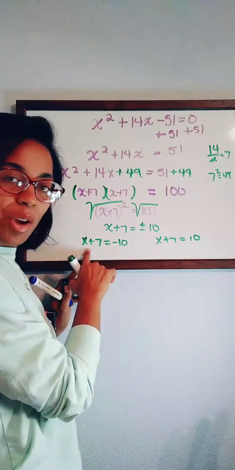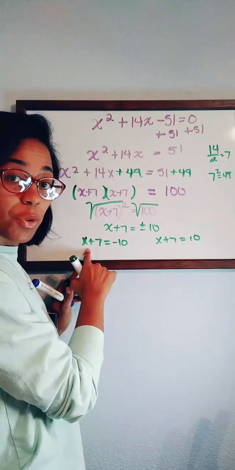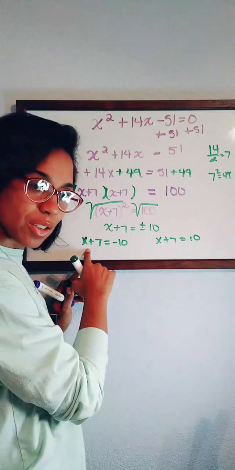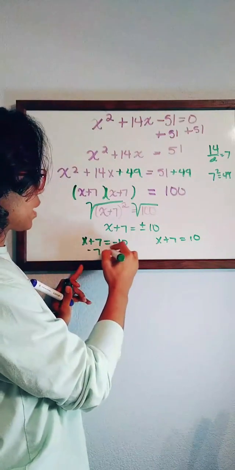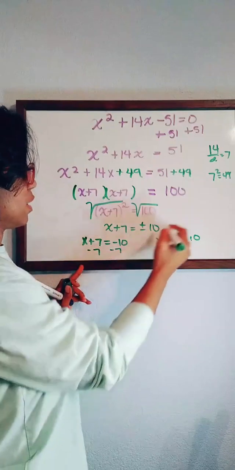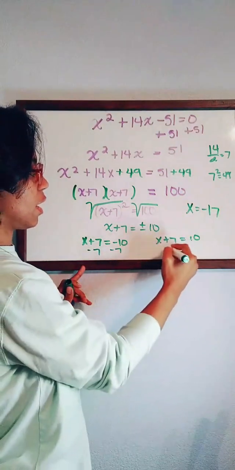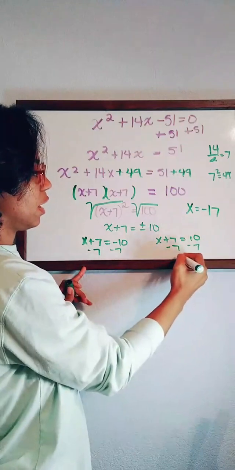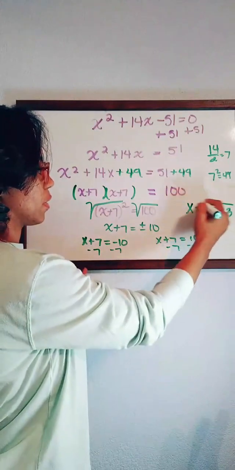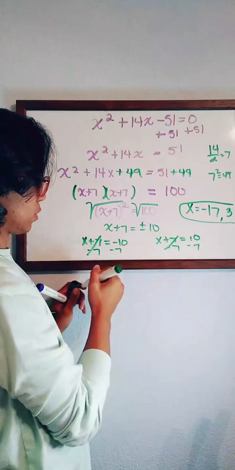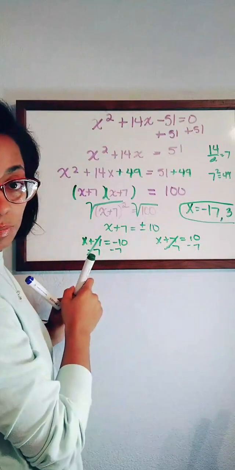Remember, anytime you have a variable in algebra, you want to solve for it. You want to isolate it and get it by yourself, no matter what. Okay? So I'm going to minus 7 from both sides. That's going to give me x is equal to negative 17. Then I'll minus 7 here. And then that's going to give me a positive 3. Okay? And that's where my answers come from.